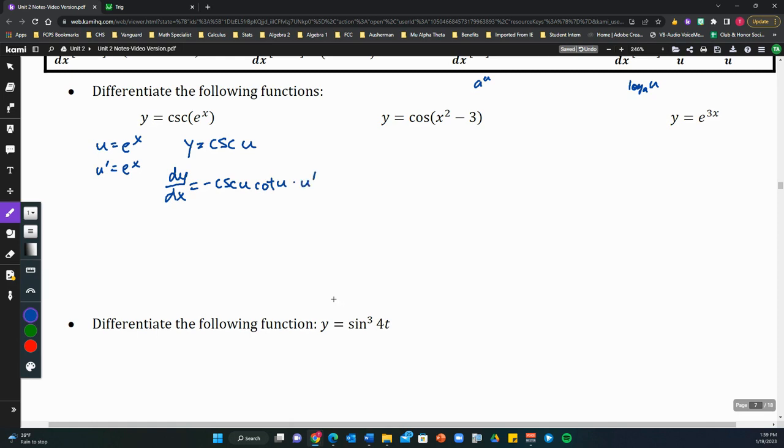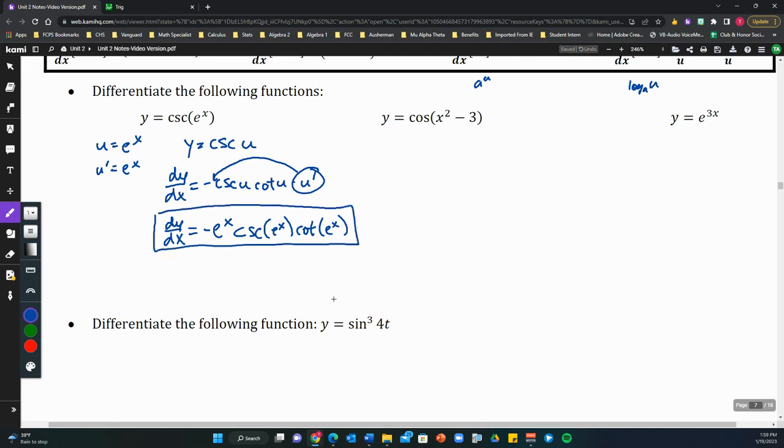Now we put our u stuff back in. There's not really any simplifying to be done. The only thing that I advise is, again, this is a non-trig function, so I'm going to move this guy to the front. I'm not going to rewrite this line with that there because I already have to do some swapping anyways. So I'm just going to do that when I rewrite. So u prime goes out in front, so this becomes negative e to the x times cosecant of e to the x. Don't forget your parentheses around that argument. And then times cotangent of e to the x. That would be our answer. That's our final derivative.